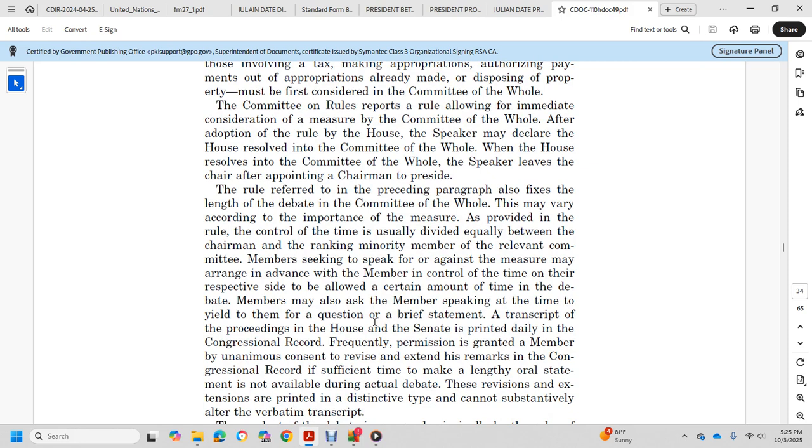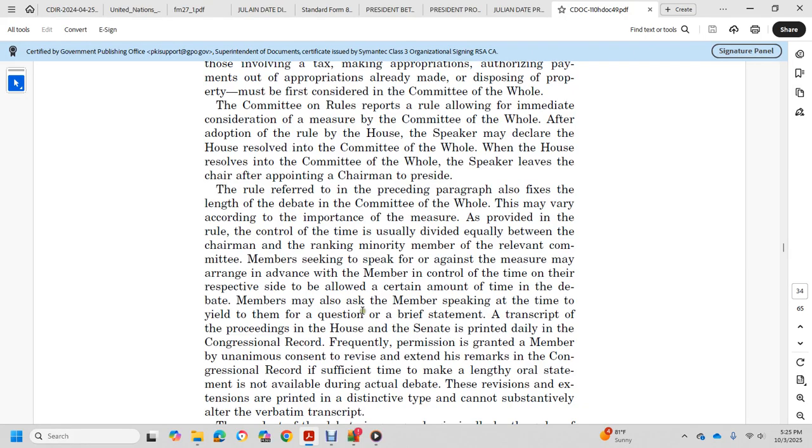This may vary according to the importance of the measure. The rule provides for control of the time, usually divided equally between the chairman and the ranking minority member of the relevant committee. Members seeking to speak for or against the measure may be granted time by those controlling the time on their respective sides, each allowed a certain amount of time.